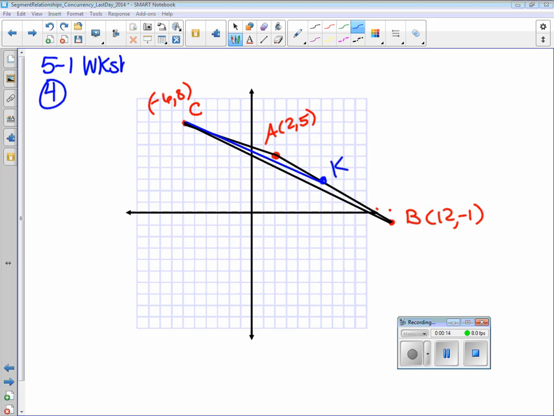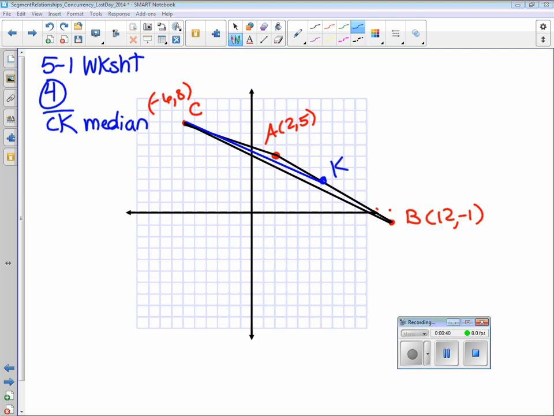We're looking for the median CK, right, as the median, which means we have to find point K. How can I use coordinate geometry? And when I say coordinate geometry, I mean things like the distance formula, the slope formula, the midpoint formula. All those things that we did a while ago. Which one of those formulas can I use to find point K? Midpoint formula. The midpoint formula, right.